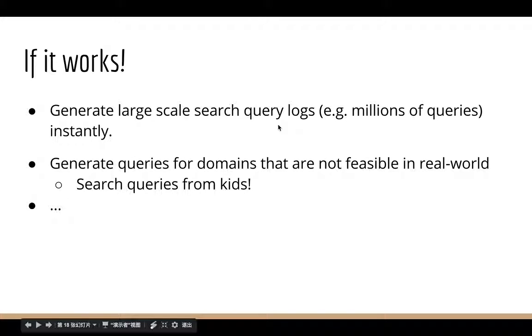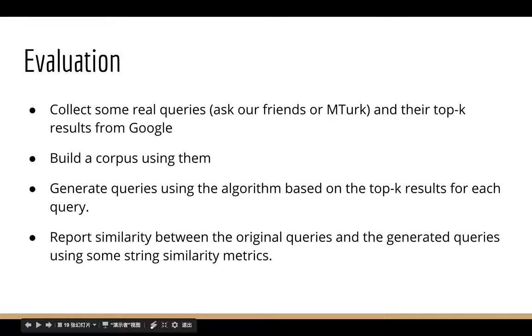For example, generating large-scale search engine queries, and for domains that are not feasible in the real world. For the evaluation, we can collect some real queries and their top K results from Google, and we can also use manpower. We can look at a few documents and think about what query we may use to represent these K documents, and we can use that to evaluate our result. Next I will show you the current result of the project. I will show you a part of the code and some of the results that we get.